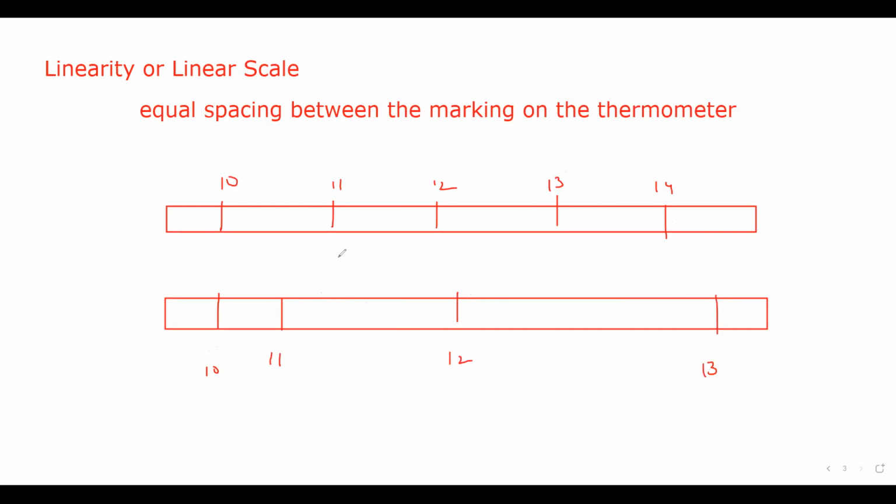So what is the meaning of linear scale? Linear scale means when a thermometer has equal spacing or equal distance between the markings, we call that a linear scale. So A is a linear scale, whereas B is a non-linear scale.